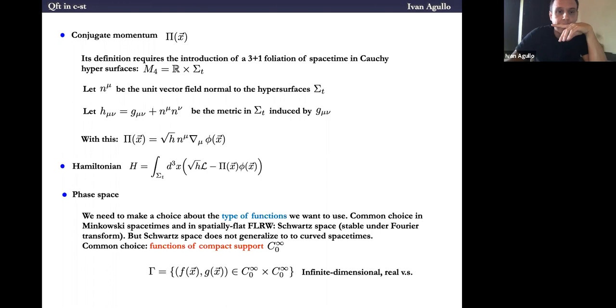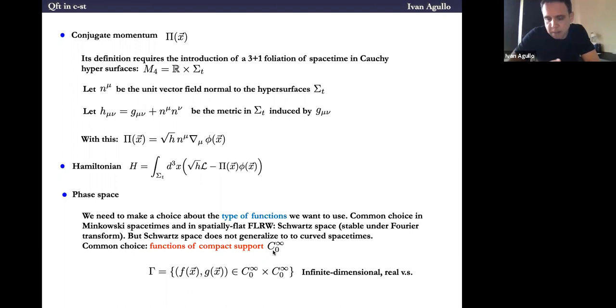Phase space. Phase space is made of position and momentum, field and conjugate momentum. But now we need to make a choice, because we need to declare which type of functions we allow in the phase space. Mathematically, because we need to define it mathematically. So a common choice in Minkowski spacetime for functions is to choose the Schwarz space, in Minkowski and also in cosmology, because the Schwarz space has nice properties under Fourier transform. It's stable under Fourier transform, but it doesn't generalize to curved geometries. A common choice in curved geometries is functions of compact support. So this is a mathematical statement, but we need that.